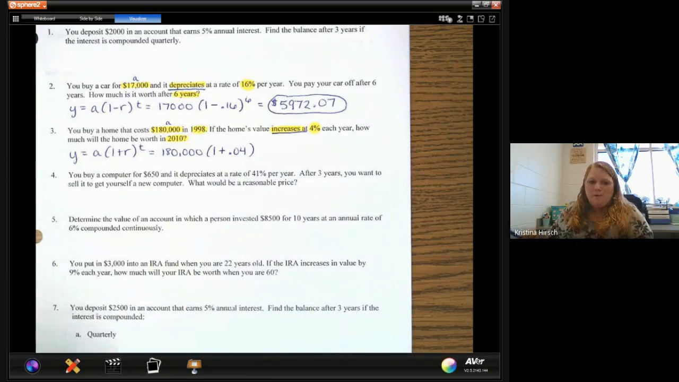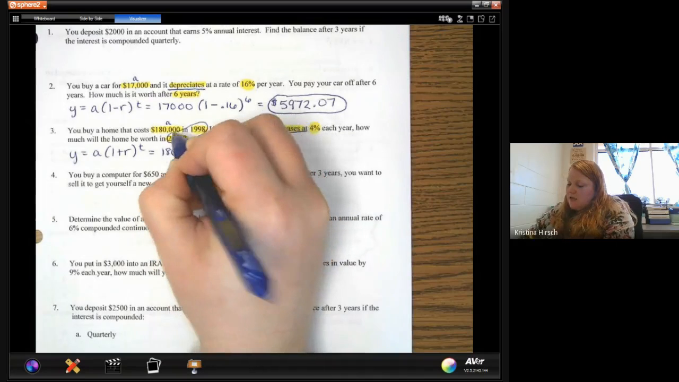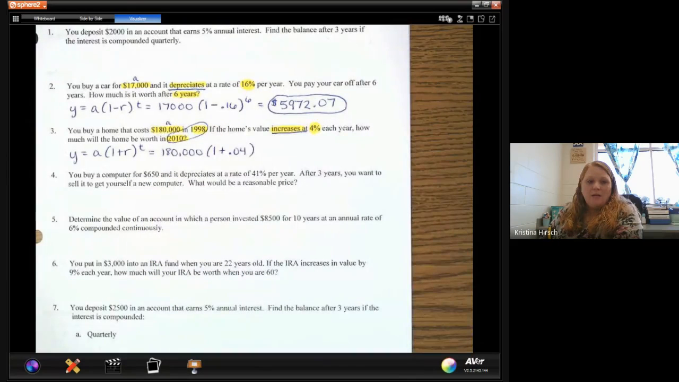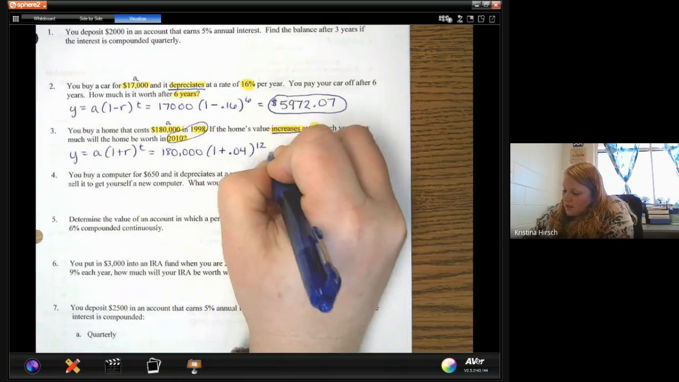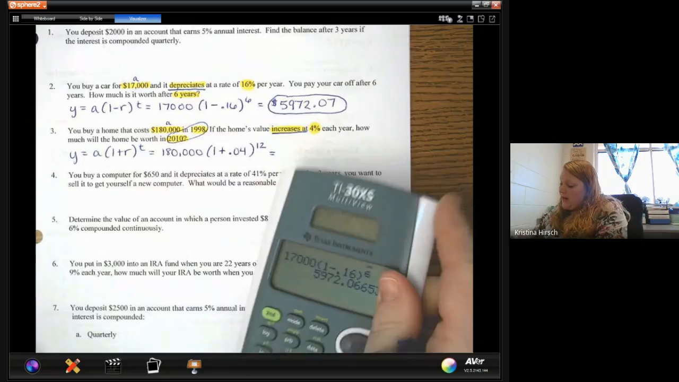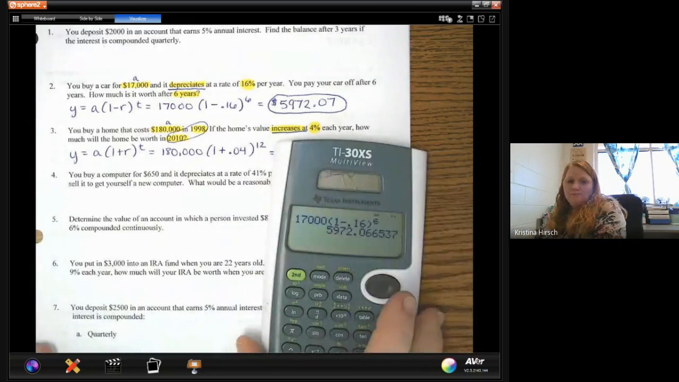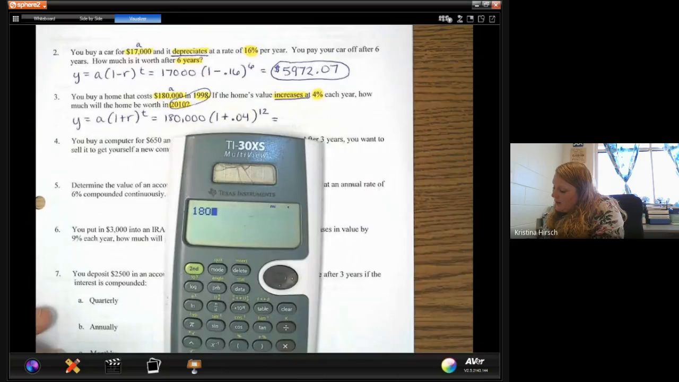0.4 would be like 40%. So be careful. And then how many years go by? Well, from 1998 to 2010, how many years go by? Should have said 12. All right. So let's see how much this house would be worth if it keeps going up, if it follows that same trend. All right. So we would say 180,000.